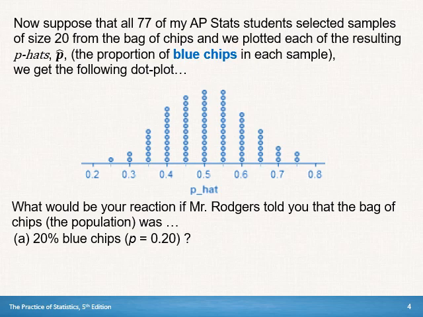So you would probably say, that's not very likely, Mr. Rogers, because you can see there's not a single sample at 20% or more extreme than 20%, right? So it's not very likely. In our 77 samples, we didn't have any samples as low or lower than 20%. So that's telling me that it's not very likely that what Mr. Rogers said is true for A. The true proportion of blue chips is probably not 20%.